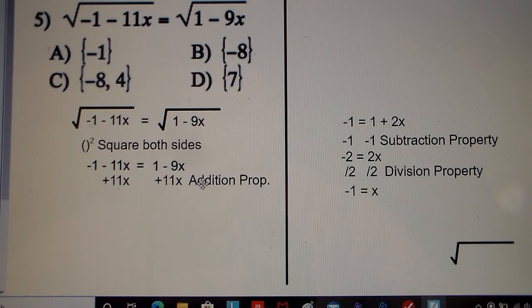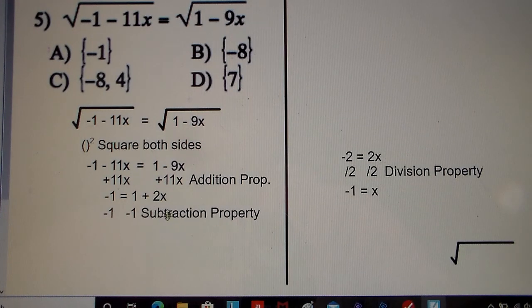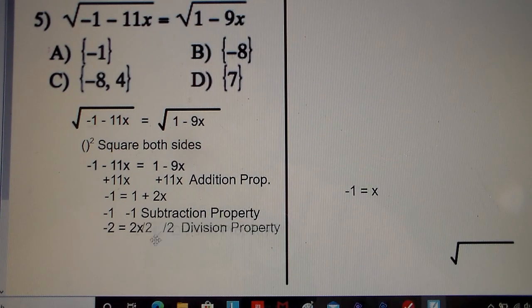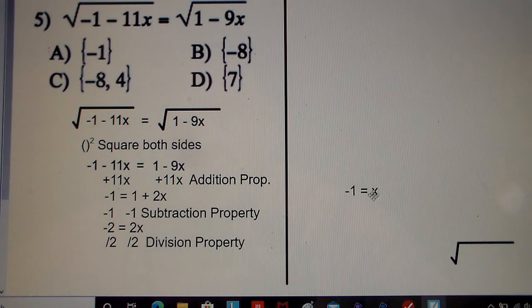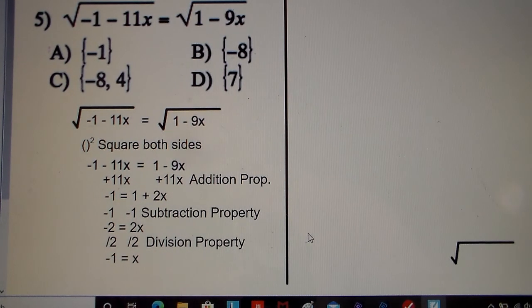We then add 11x to both sides. So we get negative 1 is equal to 1 minus, negative 9x plus 11x gets you 2x. Then you subtract 1 from both sides. So you get 2 equals 2x. You divide by 2 on both sides. And you get x equals negative 1.